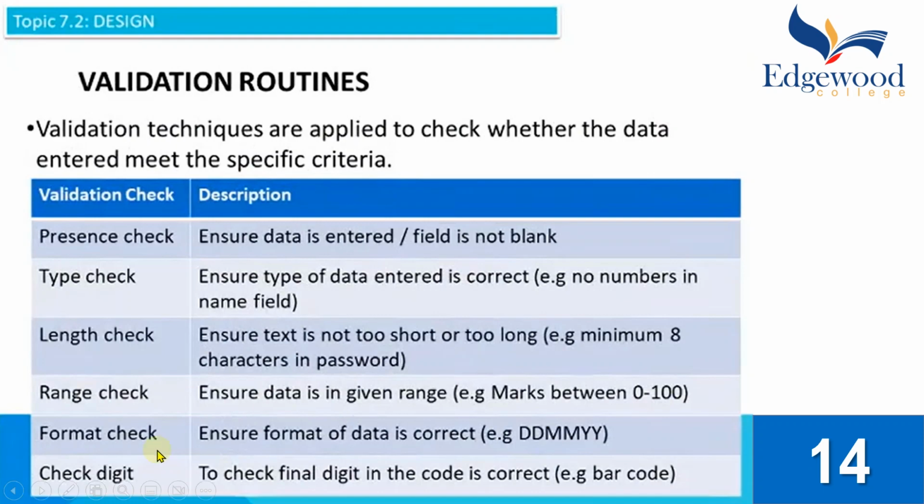The format check ensures the format of data is correct. Correct in the sense that if you are using a format, let's say for example, the day has to be first, then the month and the year, it should follow this format. It should not be month first, before day and before year. It should follow this format. The check digit is to check the final digit in the code to see that it is in the correct sequence. If it's 1, 2, 3, it should not be 2, 3, 4. That is very, very important about the validation routines.